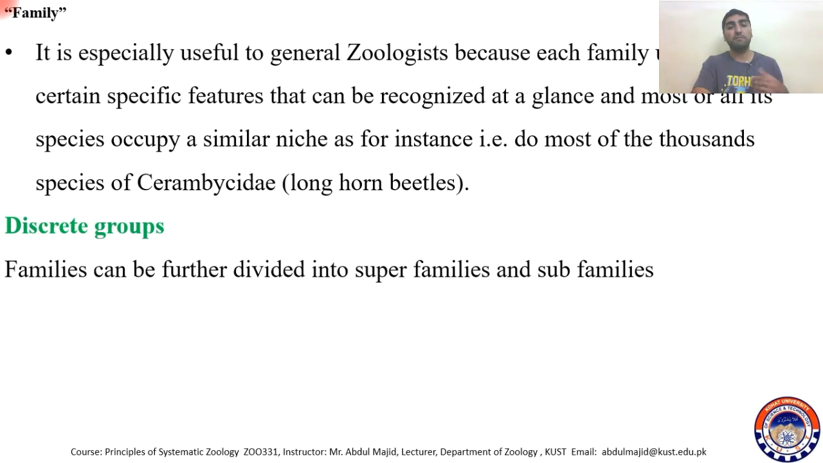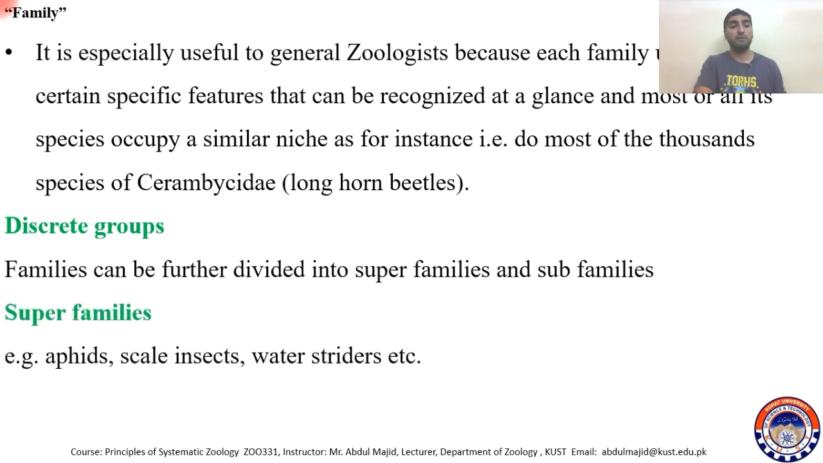Discrete groups. Families can further be divided, because of huge families where there is a huge number of organisms inside them. Like in the case of insects, a great number of organisms are present. So that's why we further divide them into superfamilies and subfamilies, for convenience. There are superfamilies in aphids, scale insects and water striders. These insects have a large number of species, so that's why we divide them into discrete groups.